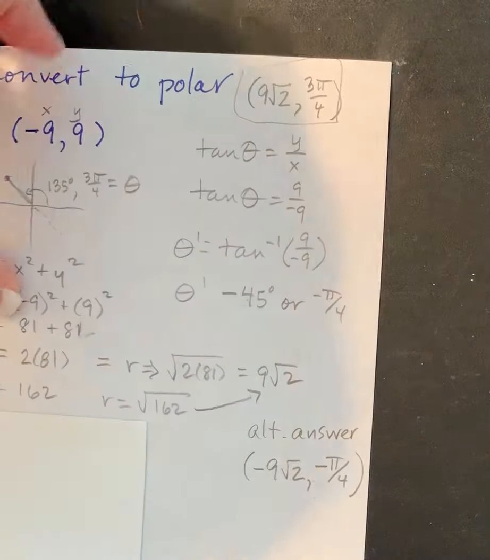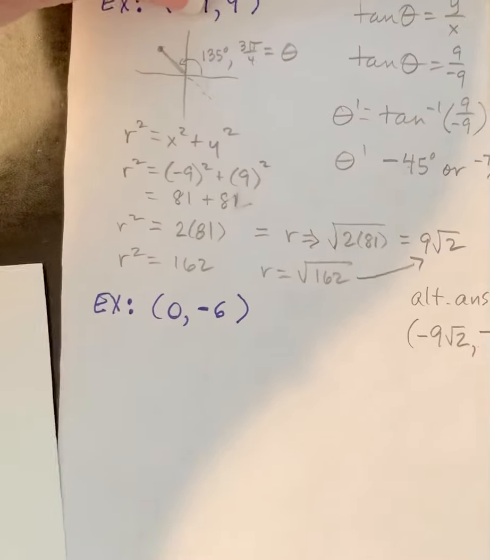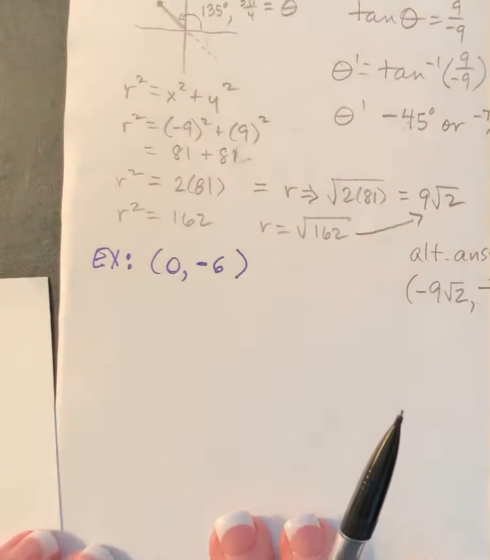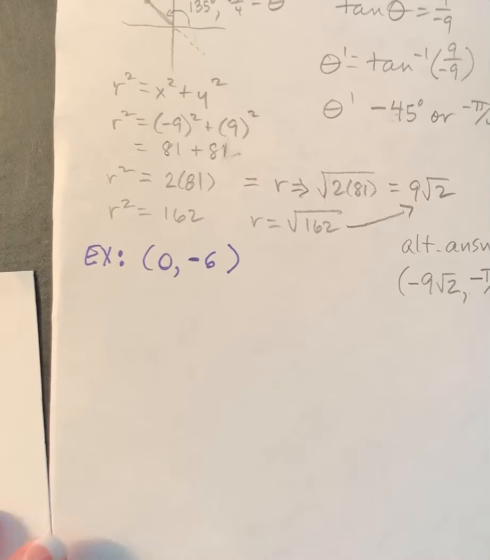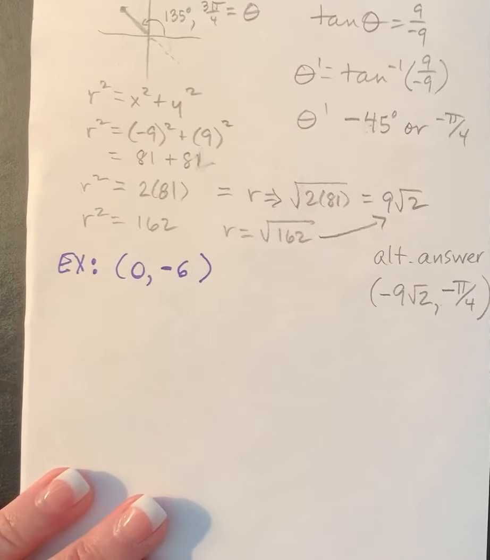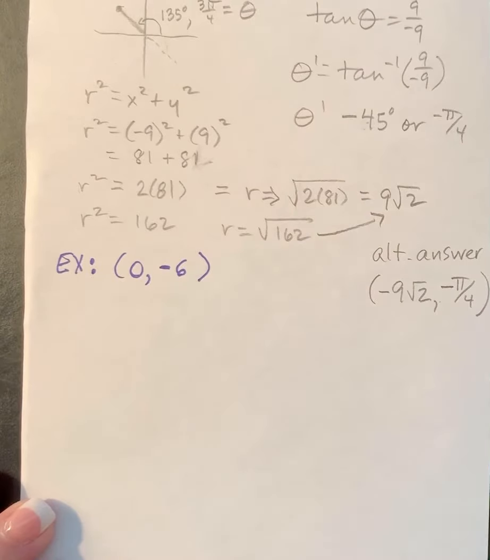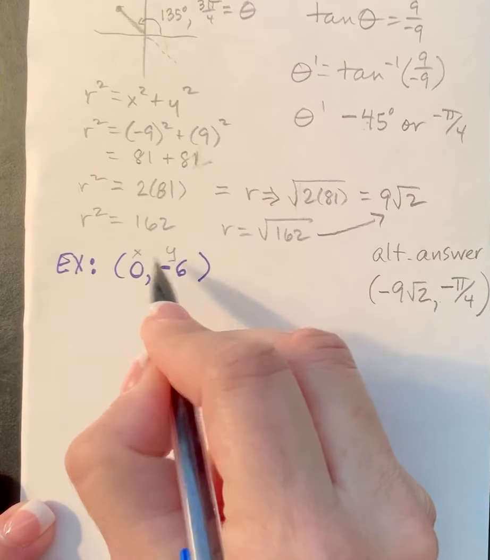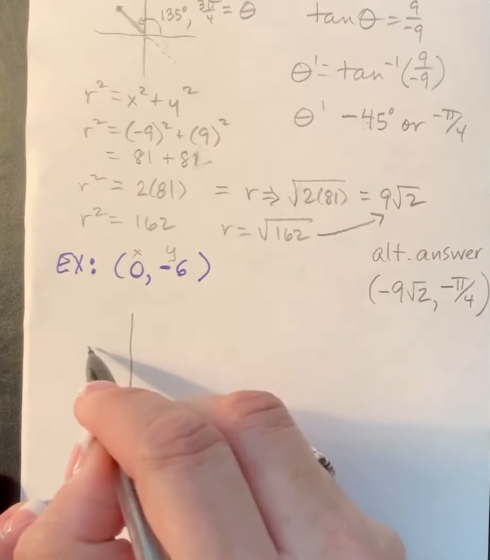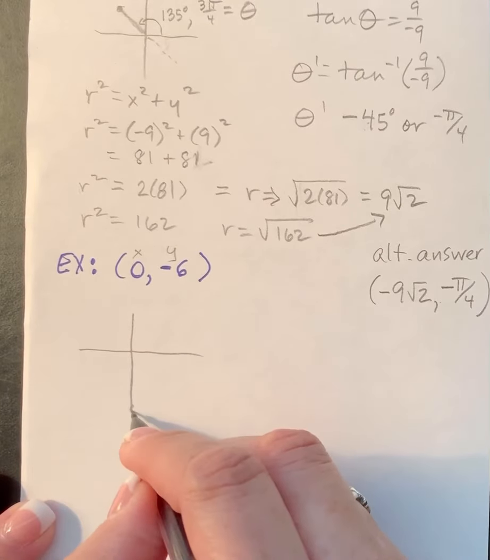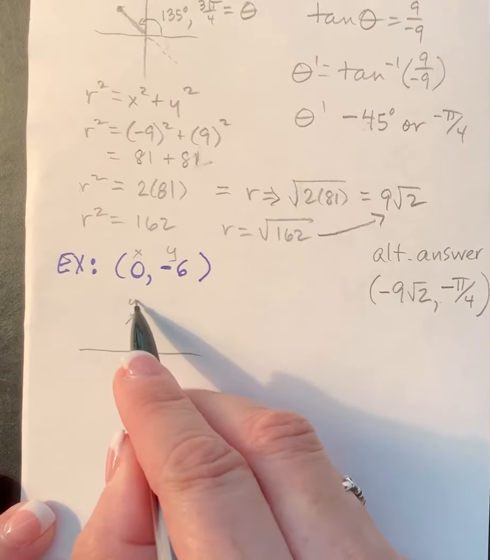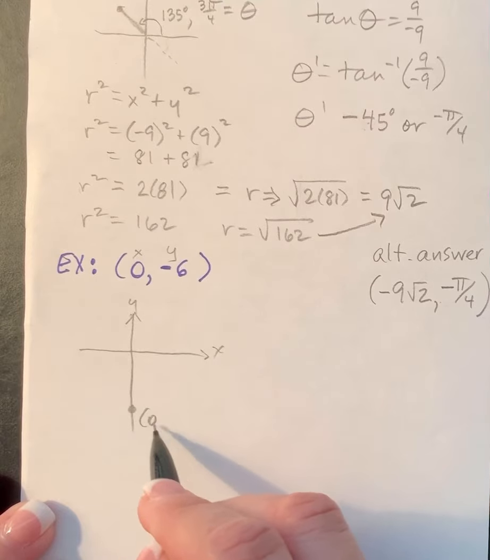Okay, here's another one that drawing a graph makes it fairly easy, because 0, -6, that's actually on an axis. All right, remember these are rectangular, so 0, -6 is right there on the y-axis.